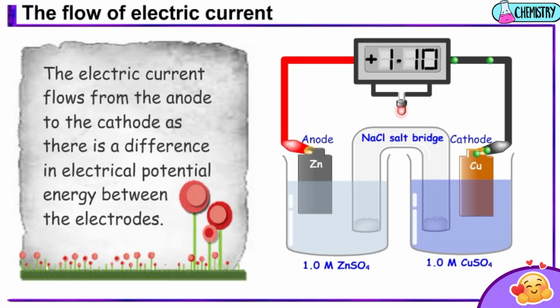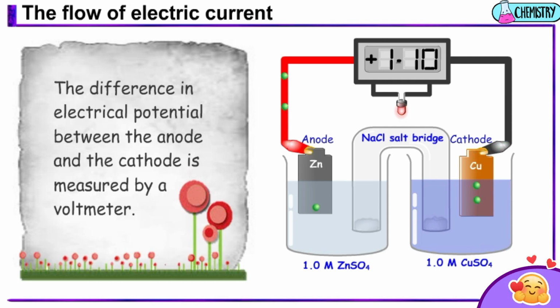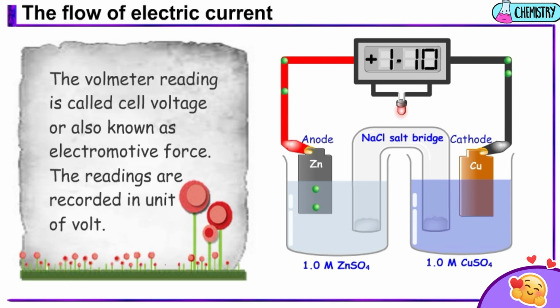The electric current flows from the anode to the cathode because there is a difference in electrical potential energy between the electrodes. The difference in electrical potential between the anode and the cathode is measured by a voltmeter. The voltmeter reading is called cell voltage, also known as electromotive force. The readings are recorded in units of volts.